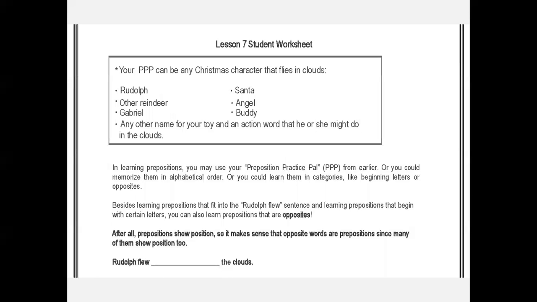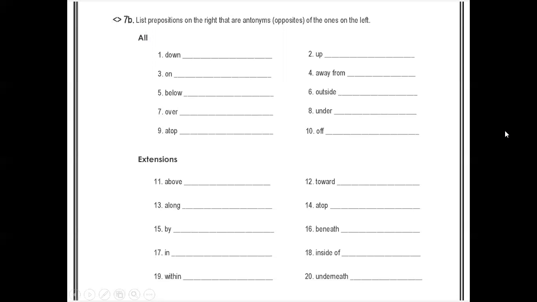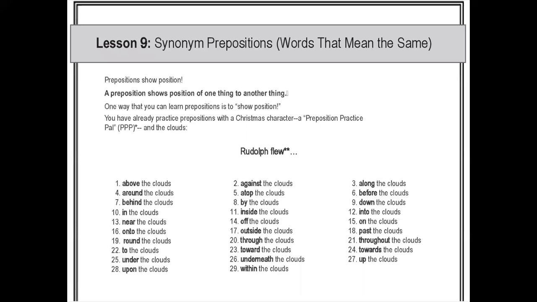All right, and then they have their worksheet, and they are going to do opposites here. So above the clouds, they're going to do opposite, below the clouds. Beneath the clouds, they're going to do above. Atop, they're going to do underneath, right? And these are all opposites. Okay, and then here's their opposite practice, more opposite practice. And then there are a couple lessons of that.